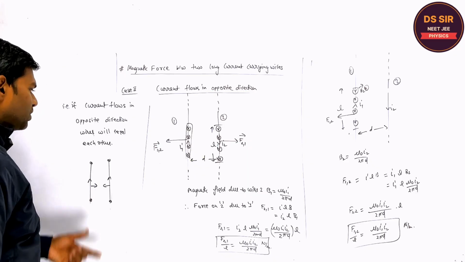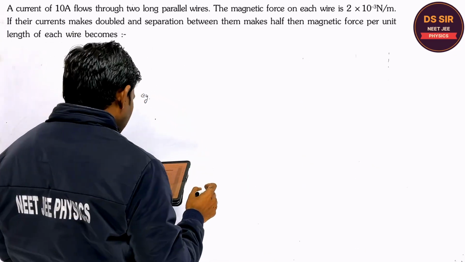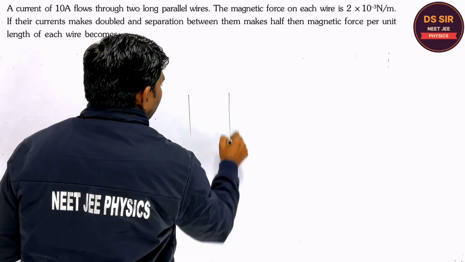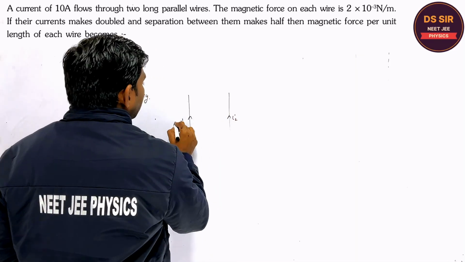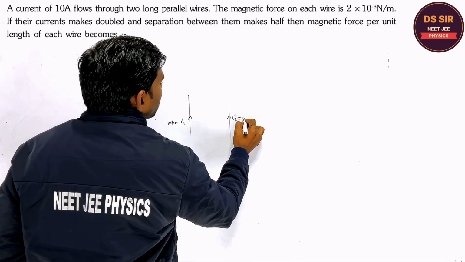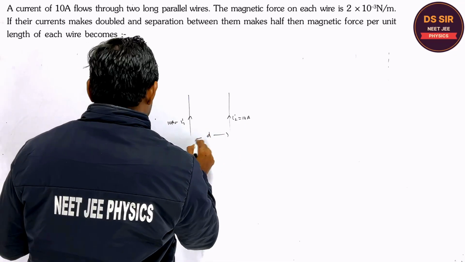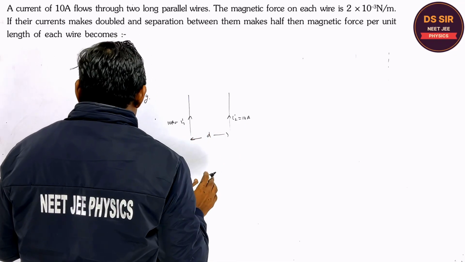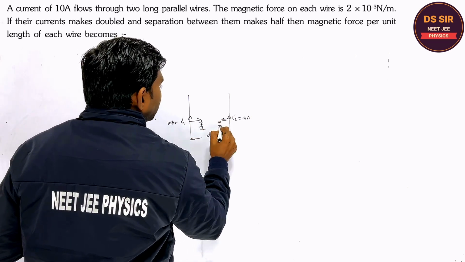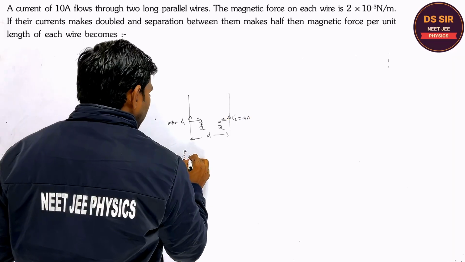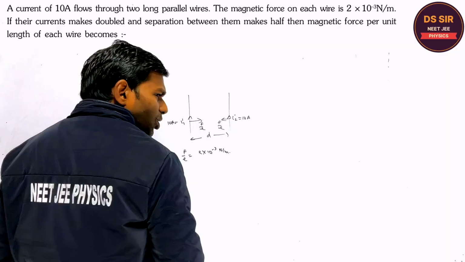Yes. Copy this. So read this question. In this illustration, a current of 10 ampere flows in two parallel wires, right? The direction of current is not given, but the current is 10 ampere, 10 ampere. You can assume the same direction. And they are separated by some separation. The magnetic force per unit length on each wire is given as 2 × 10^-3 Newton per meter. Is it clear or not?